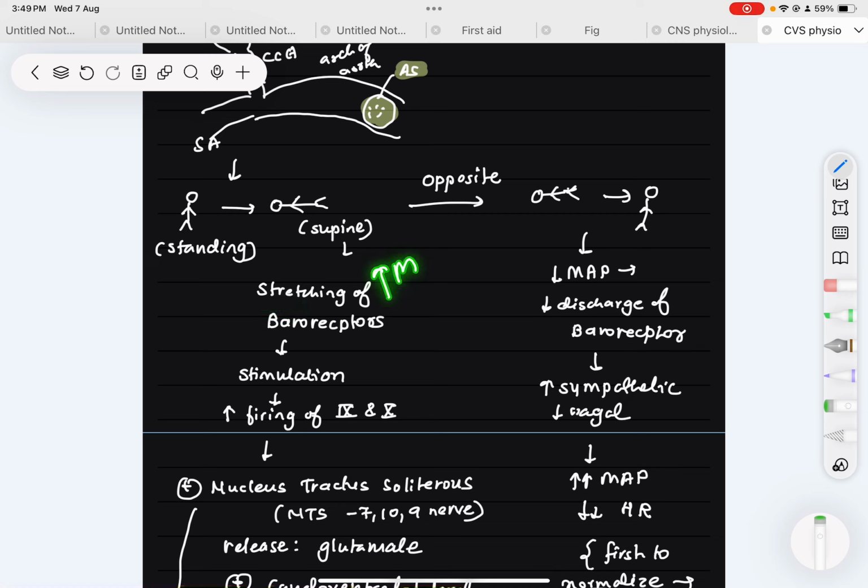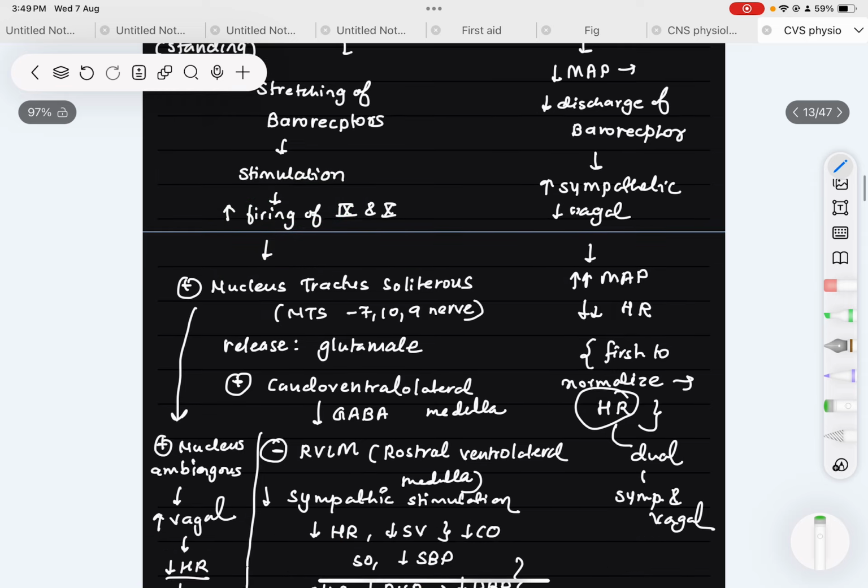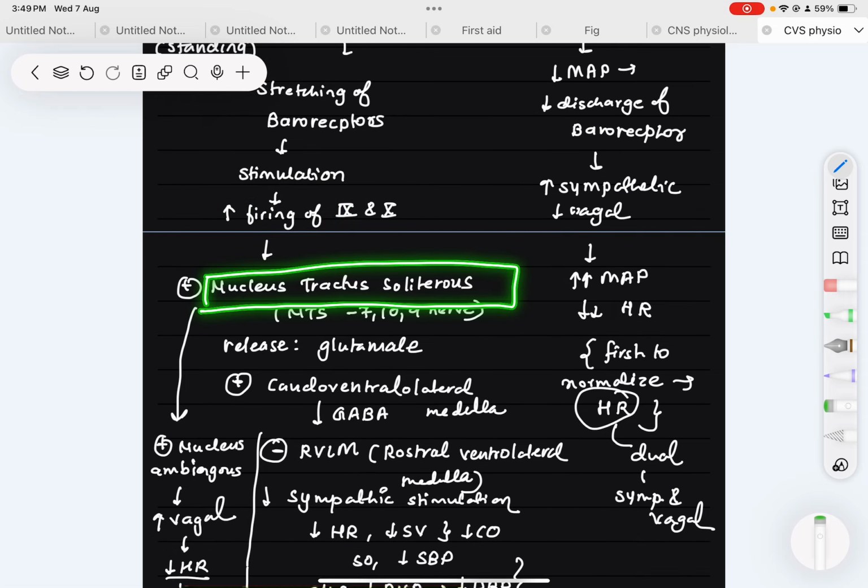Why? Because mean arterial pressure will increase due to increase in the cardiac output. Because venous return increases, cardiac output will also increase and mean arterial pressure will also increase. Now this stretching of baroreceptor will cause stimulation. So firing of 9 and 10 nerve will be there, and this 9 and 10 stimulate two things, mainly nucleus tractus solitarius, that is NTS.